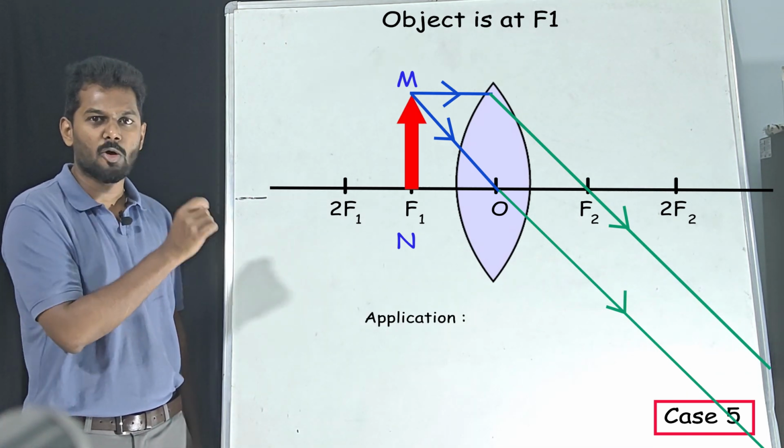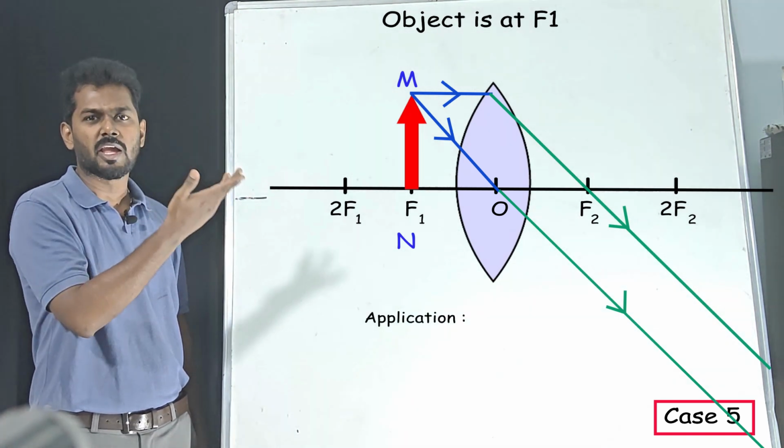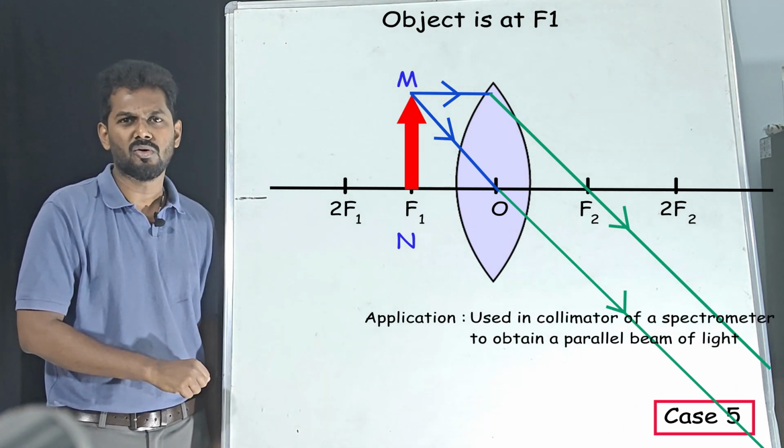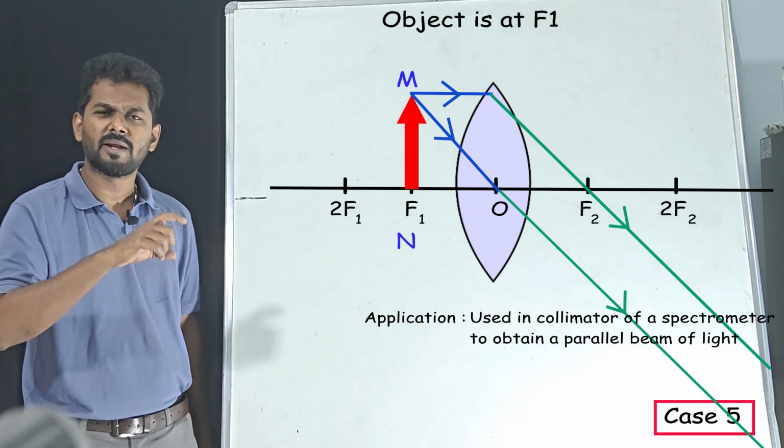Once you write all these characteristics, the important thing is application, where we can use these kind of lenses. When the object is at F1, we can use this in the collimator of a spectrometer. What is this collimator and spectrometer?